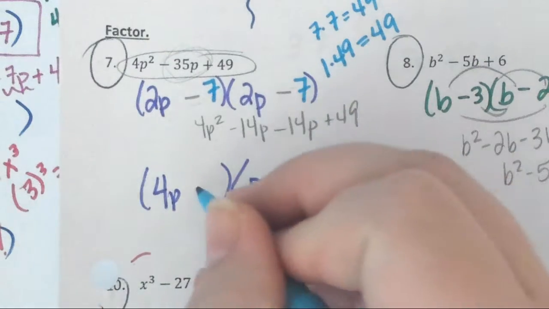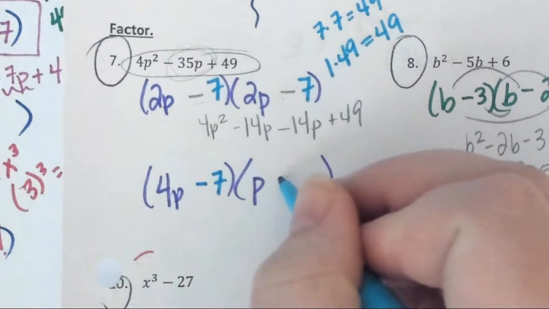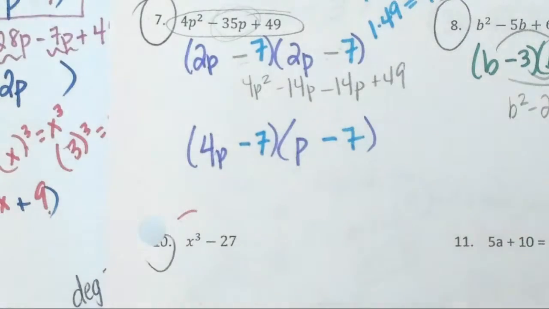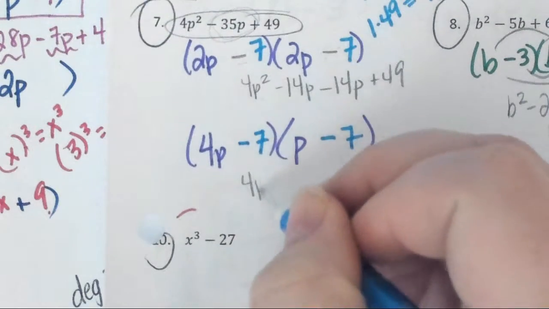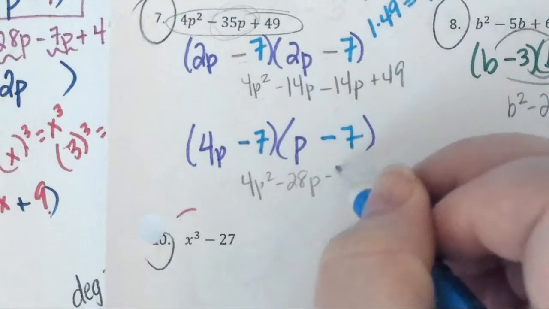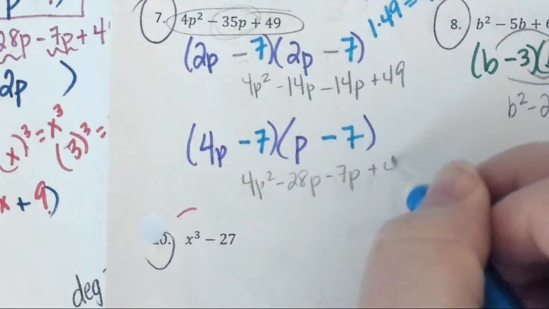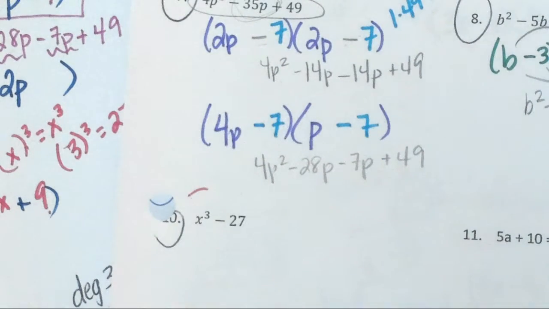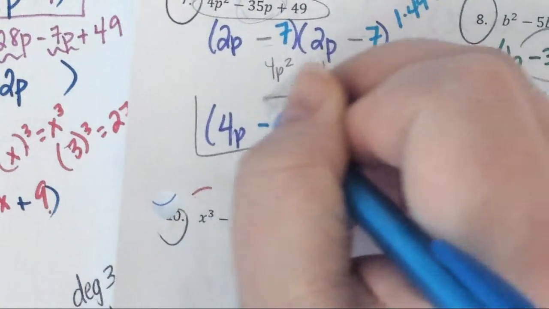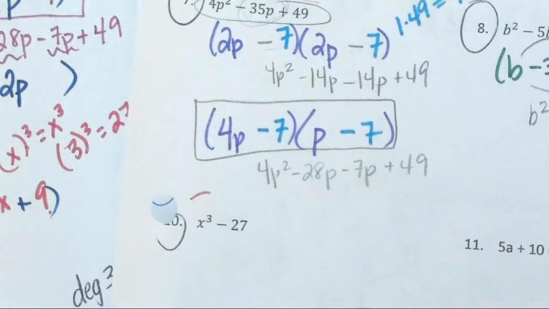I like our 7 and 7 idea, let's try it. But let's do 4p and p instead of 2p and 2p. If we try that, 4p squared minus 28p minus 7p plus 49. Is that the correct guess? Why? And that gives you the negative 35 to explain it. So we'll give her the point.